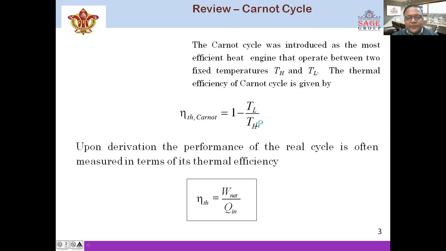The thermal efficiency of the Carnot cycle, or of any engine, depends on the output upon the input. The output is called the net work done, and the input is the heat supplied. The work output is the difference of the highest temperature minus the lowest temperature, and the heat supply is done at the highest temperature, called TH. So the thermal efficiency of the Carnot cycle is 1 minus the lowest temperature upon the highest temperature. When we perform the derivation, the thermal efficiency formula, the net work done upon the heat supplied, comes out.